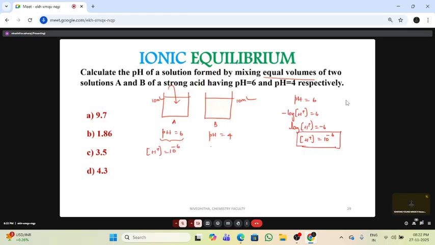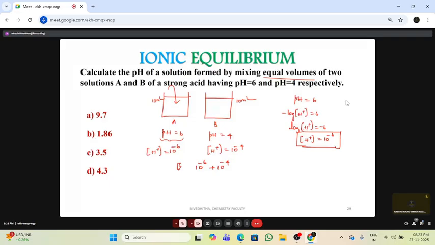In the second solution, what will be the concentration of H plus ion? 4. Very good. It is 10 power minus 4. Now we are mixing both solutions. So in the resultant solution, total H plus ion will be 10 power minus 6 plus 10 power minus 4, right?